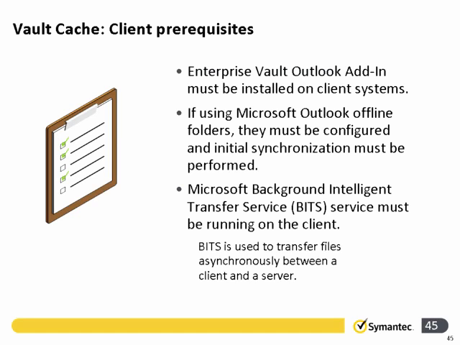The client prerequisites: first, you must install the Enterprise Vault Outlook add-in on the client. If you are using the Microsoft Outlook offline folders, you must have configured that and done an initial synchronization. Also, you must be running the Microsoft Background Intelligent Transfer Service, or BITS. Again, we're going to try to do as much of these synchronizations as possible in the background. So that's why, as part of our metadata synchronization, which is called a header synchronization, or our content cache downloads, which are called a content synchronization, we can do it in the background using the Background Intelligent Transfer Service, or BITS.